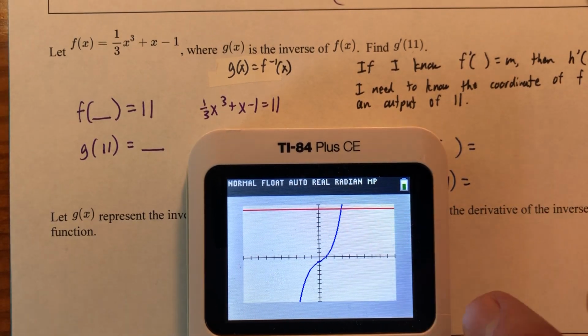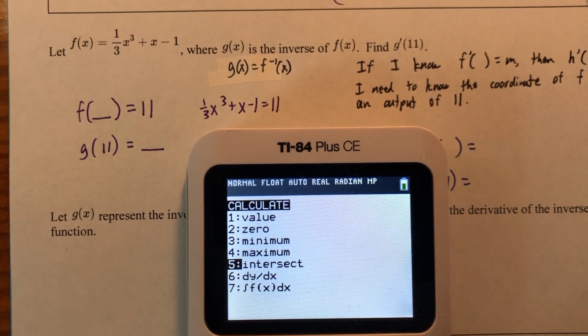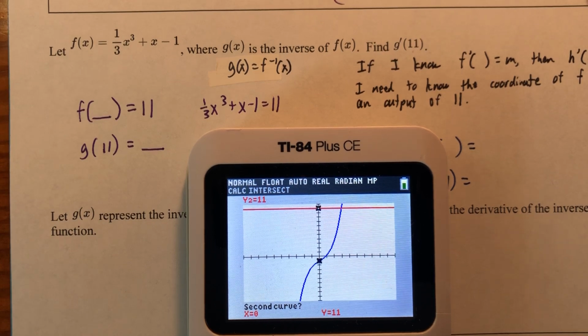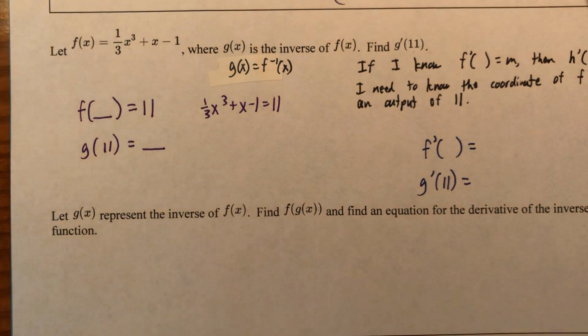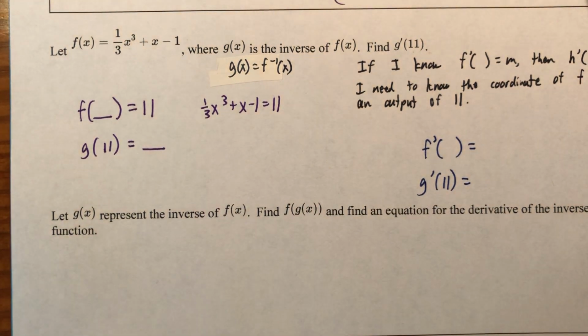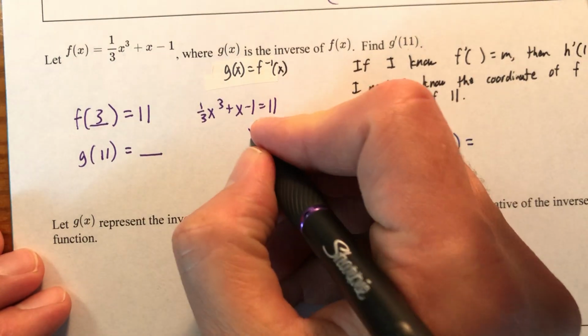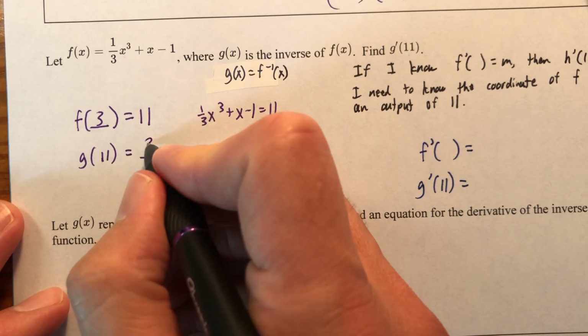It looks like about 3, and it is 3, because I've done this problem before. But second, calc, point of intersection, first curve, the blue one, second curve, the red one. I want to see where blue and red meet, not necessarily politically, although that would be nice. Guess, press enter, and the x value is 3. Here's what this tells me: f of 3 equals 11, so g of 11 equals 3.